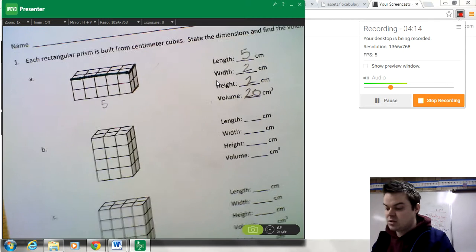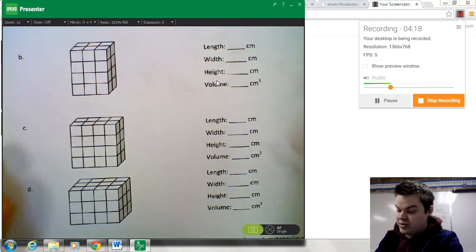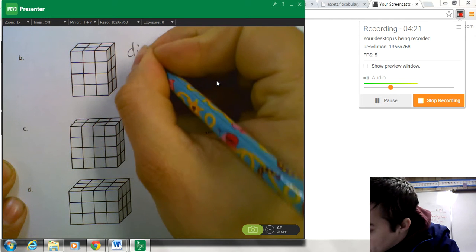Now, let's look at letter B, and I want you all to fill in the dimensions. Here's how you spell that. Dimensions.